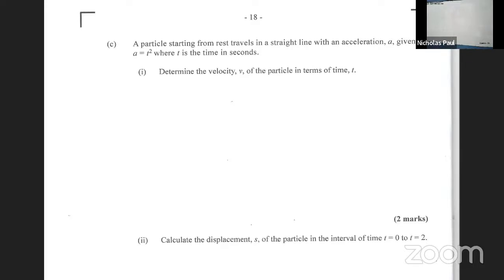Right? So your velocity is the integral of your acceleration, right? So you're going to integrate t squared dt. The integral of t squared is t cubed on 3 plus C. So you have to remember that. We need to get C, so we know that it starts at rest. So when t is 0, v is 0. When you plug in that, you'll obviously get C is 0. So your equation is v is equal to t cubed on 3.